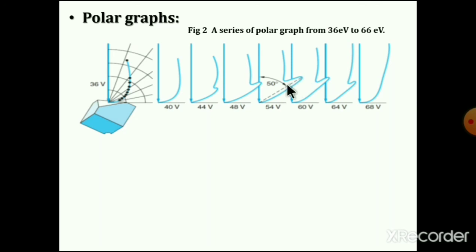We get the prominent bump which appears at 54 volt, where the intensity of the scattered electron beam reaches maximum. We draw a line from the origin. It measures the intensity of the electron beam, and that is the maximum. Again, as the voltage increases, this bump's intensity goes on decreasing, and finally it vanishes at the higher potential difference, 66 volt.